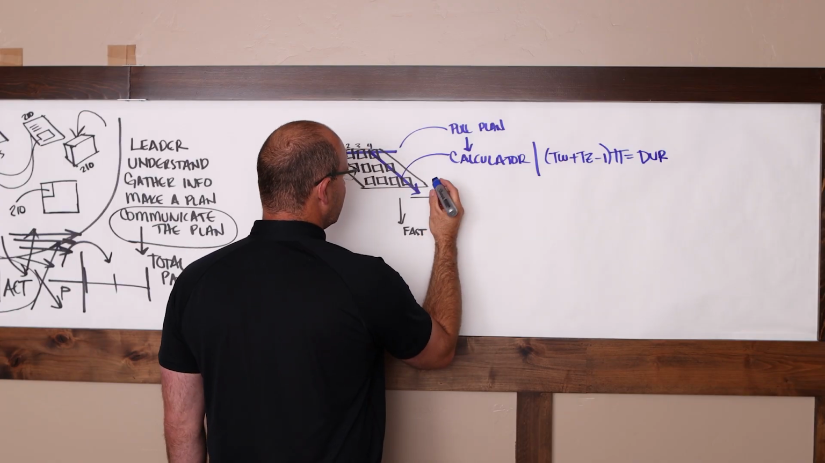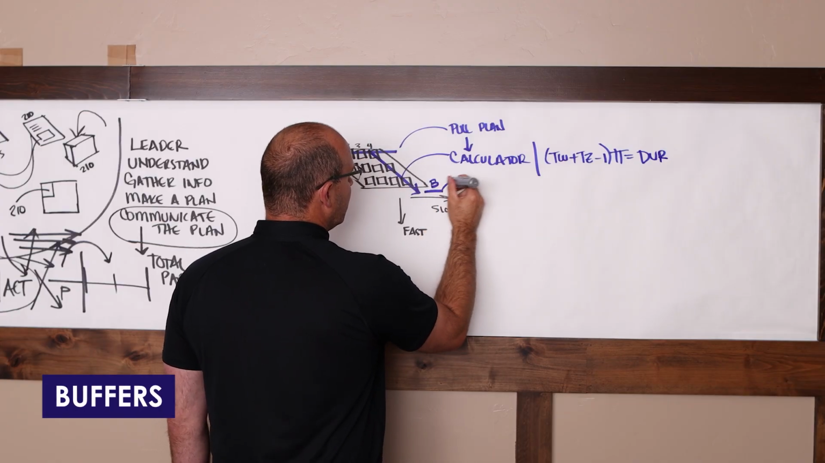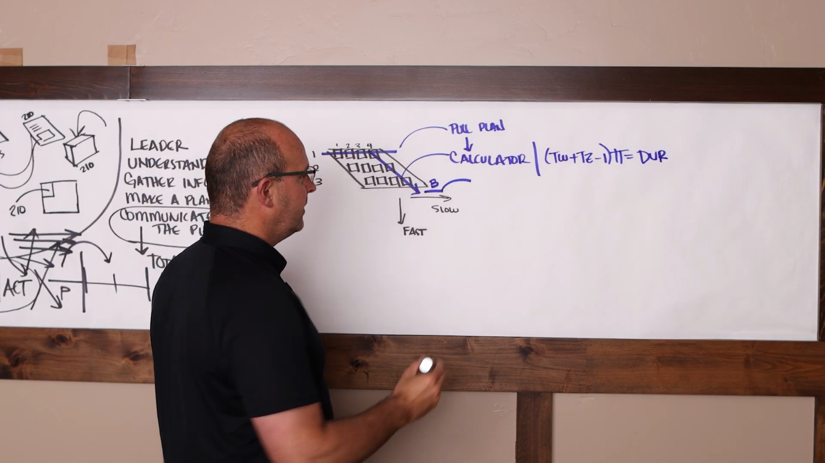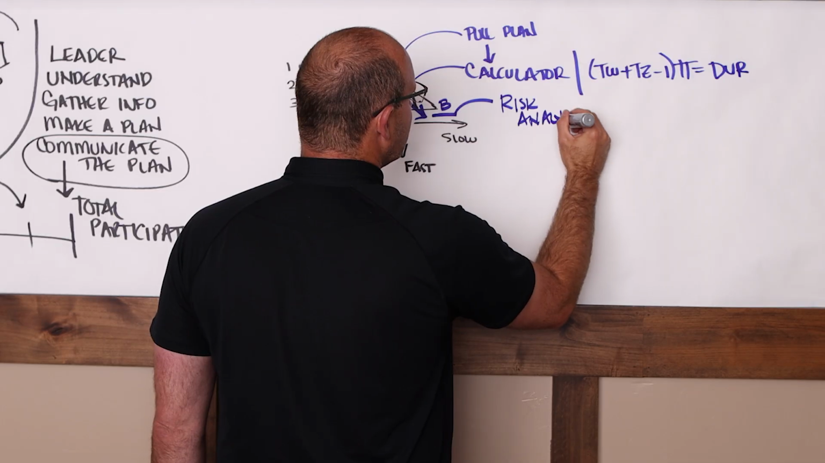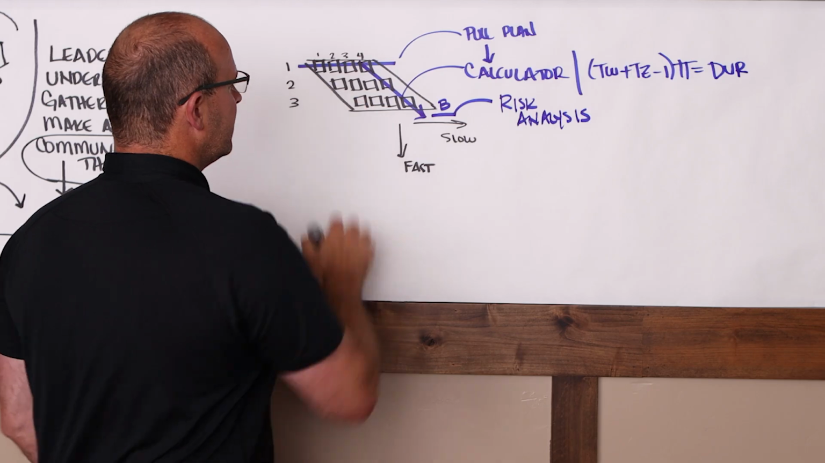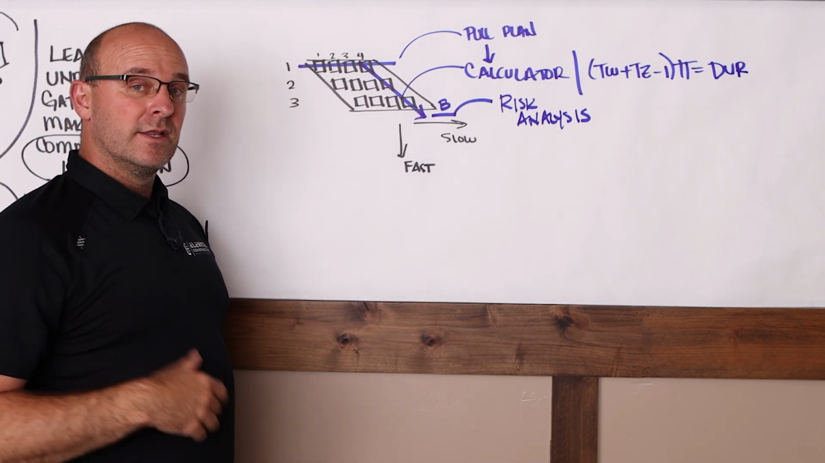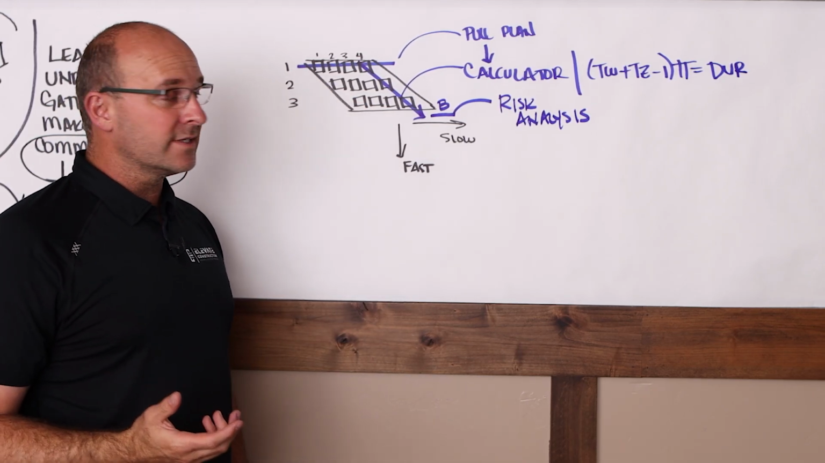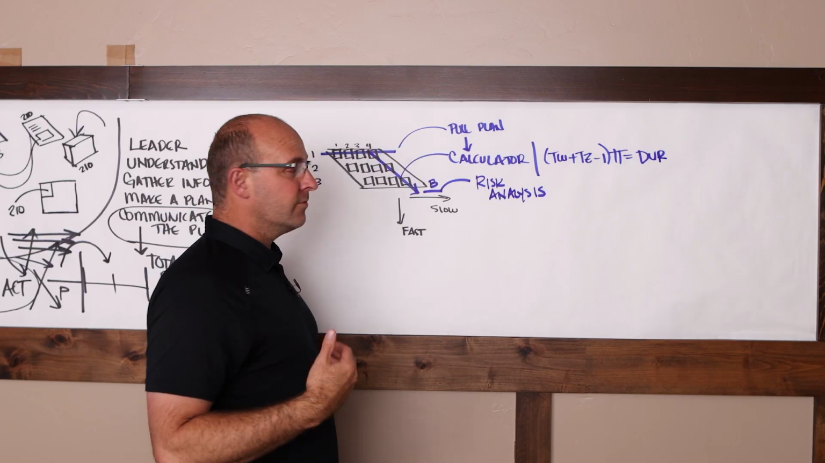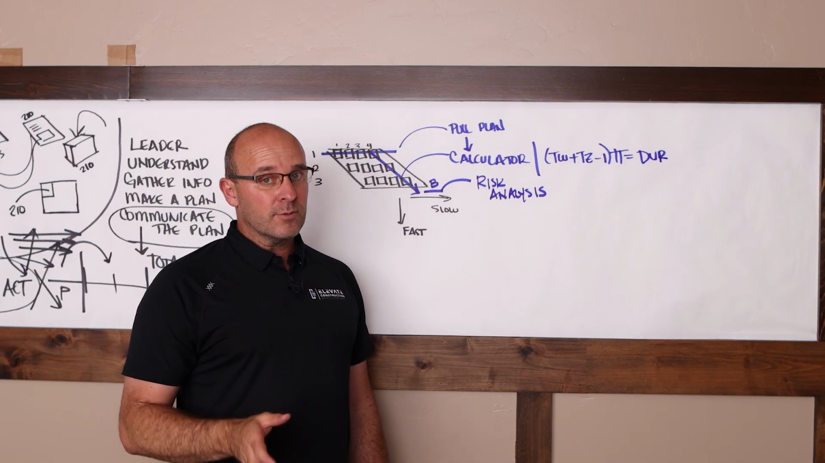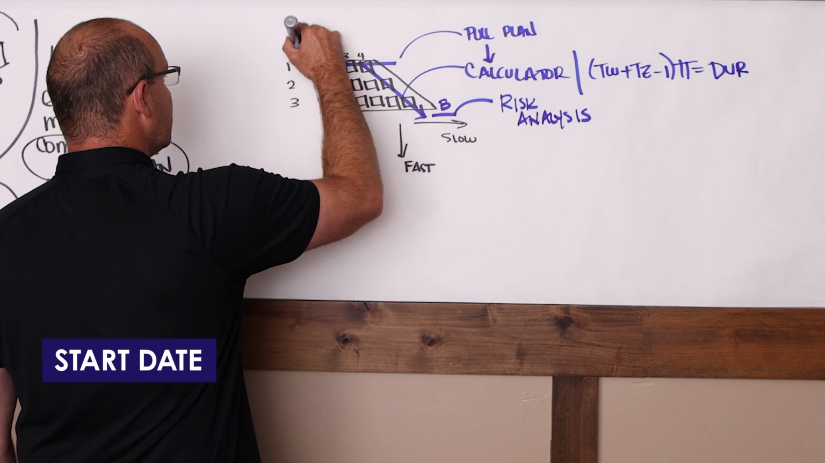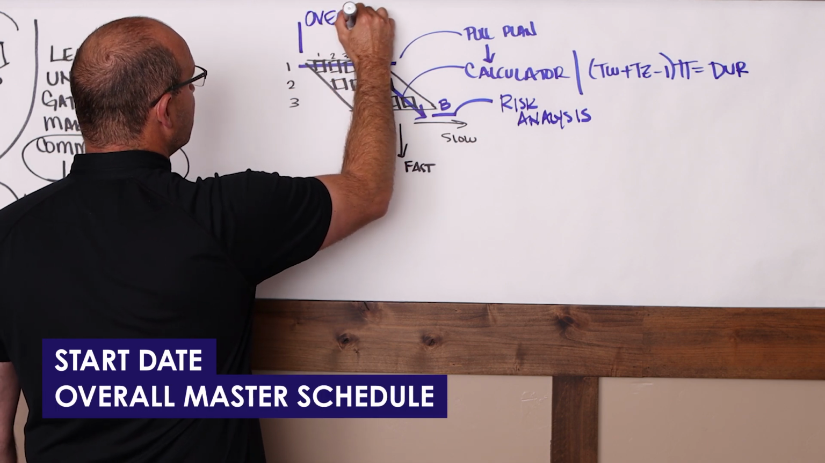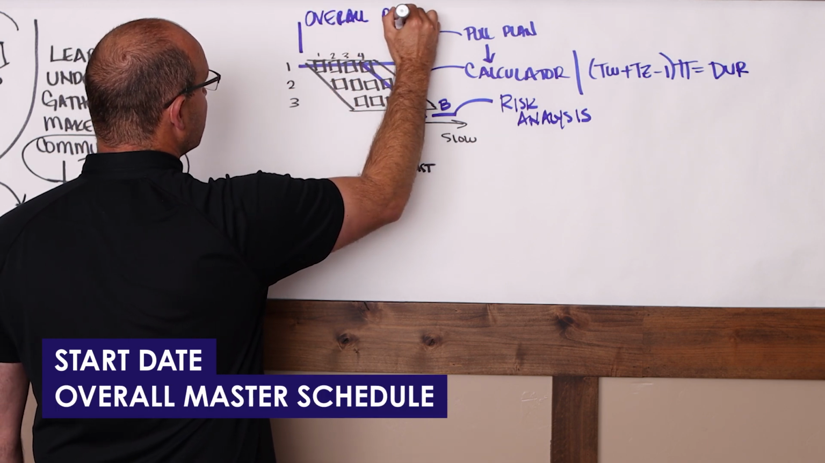At the end of every phase, you should have buffers, and you can confirm how many buffers you have with the risk analysis. That is how we do this. We do a risk analysis for the phase and we say, oh, there's about 4 days' worth of risk. You'd better have 4 days' worth of buffers to cover that risk. Otherwise, we're getting ourselves in trouble. And then obviously the start date is determined by the overall master schedule. And I'll just put MS right here.